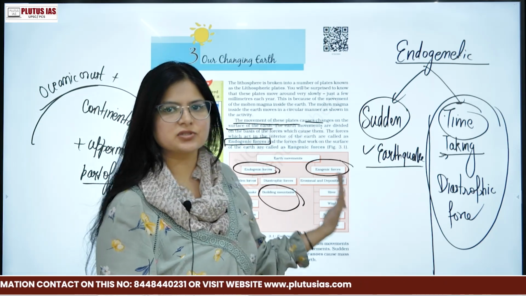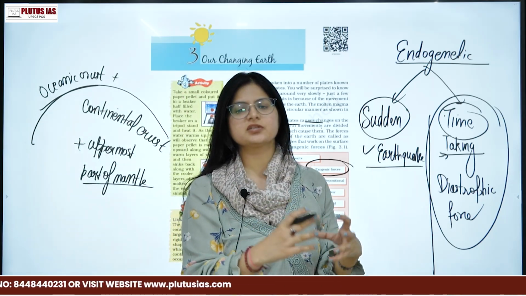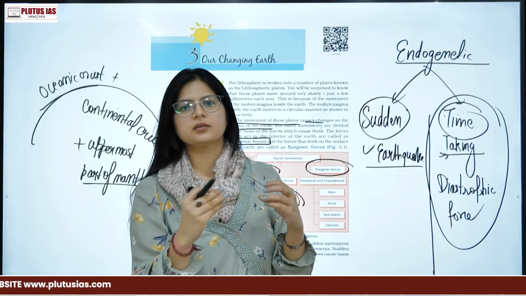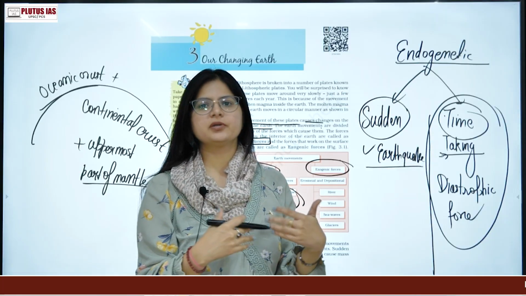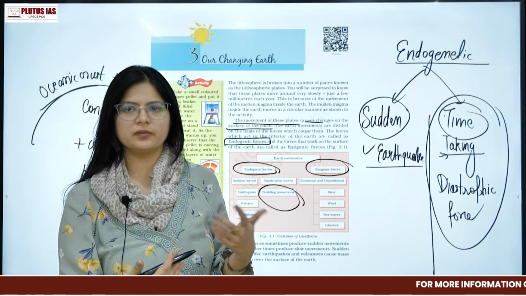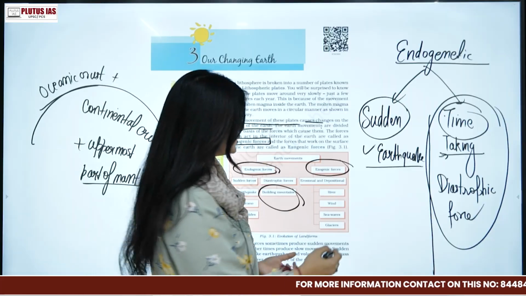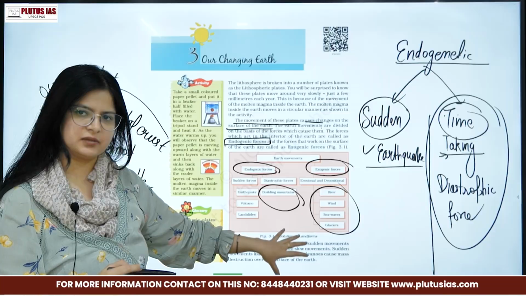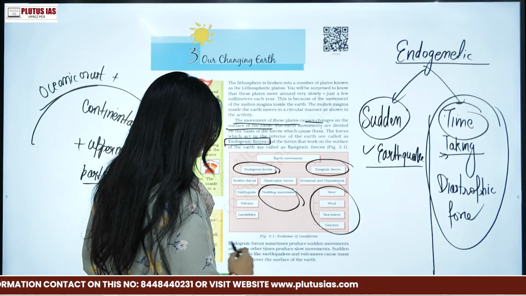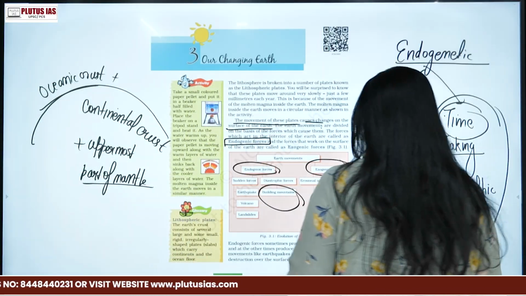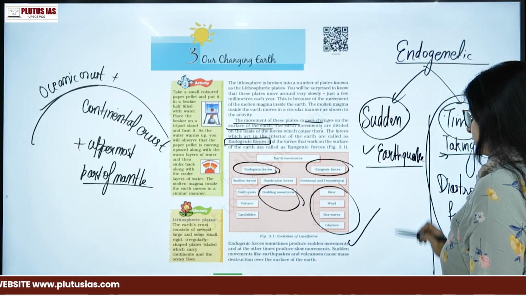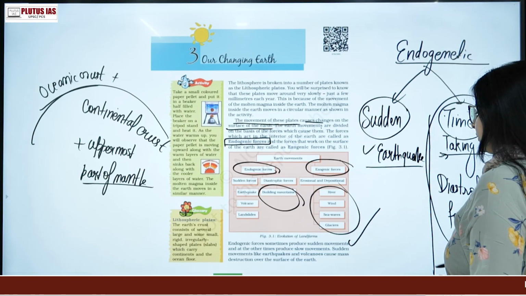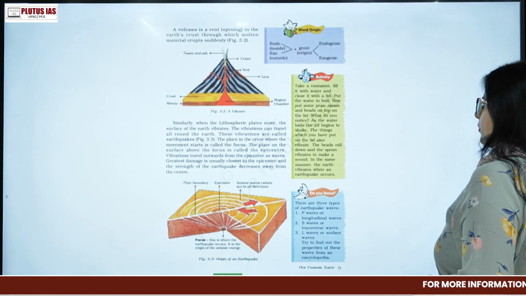Now what are the exogenic forces? The forces which are working on the earth's crust, for example your river, your wind, your sea waves, your glacier. These forces are exogenic forces. Okay. So there is a formal definition also. The endogenic forces sometimes produce sudden movements, and sudden movements like earthquakes and volcanoes cause problems.